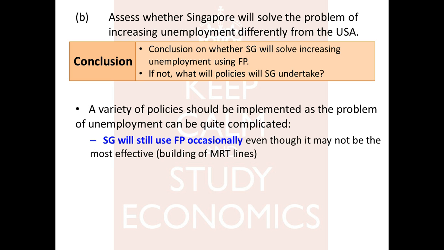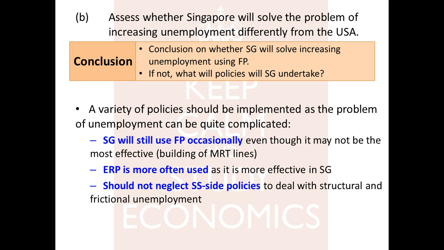Although we said that fiscal policy is not effective, we have seen examples of fiscal policy at work in Singapore. Okay, the best example in the recent years is the building of MRT lines. So even though it may not be the most effective, we still use fiscal policy occasionally. But most of the time it is the exchange rate policy that is used because it is more effective in Singapore. And we also actively use supply side policies to deal with structural and frictional unemployment.